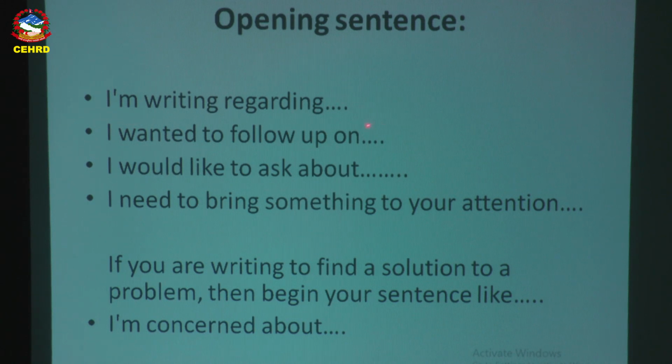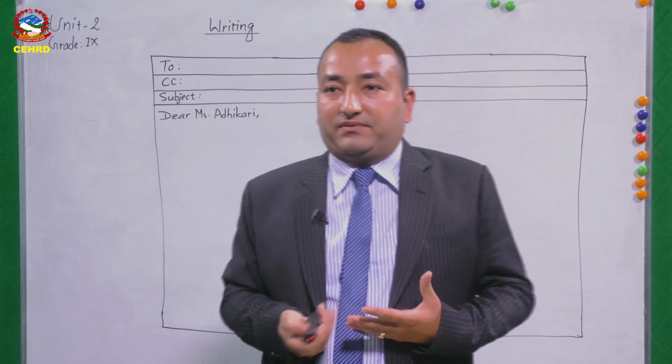I'm writing regarding, these are just the ways we write, but it is not compulsory. It is not that we always have to start the writing from a sentence like this. I wanted to follow up on, I would like to ask about, means if you have any question or query about something, and you are writing an email to that person to know about something, then you can write like this: I would like to ask about blah, blah, blah. Then, I need to bring something to your attention. It means if you want to tell a problem to the person.